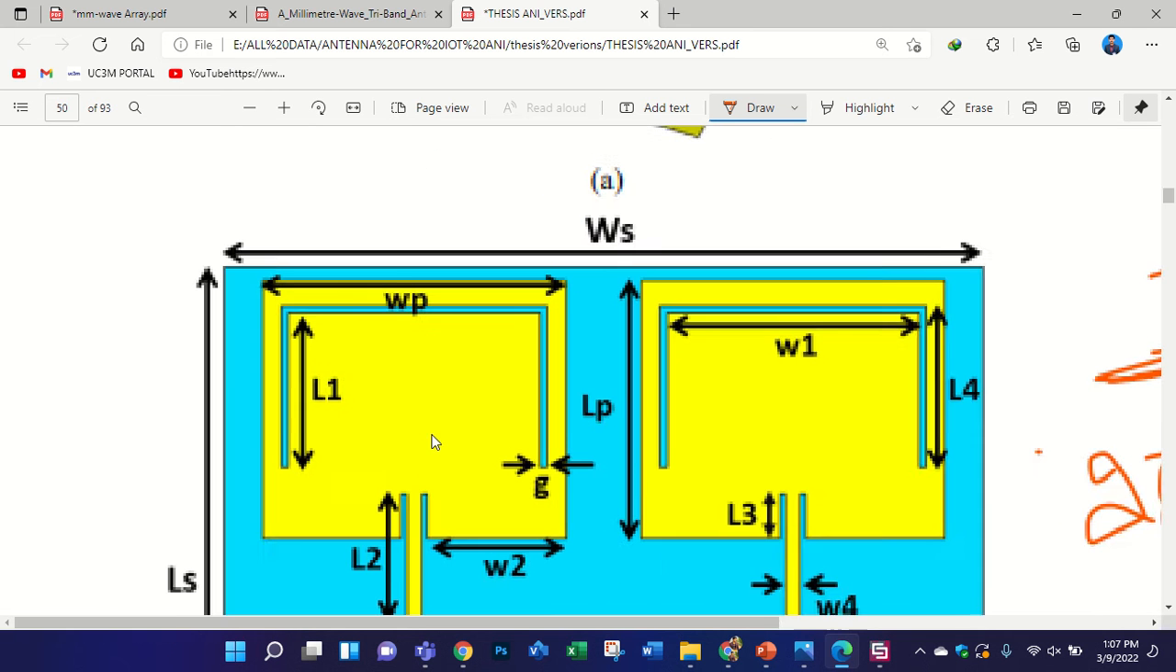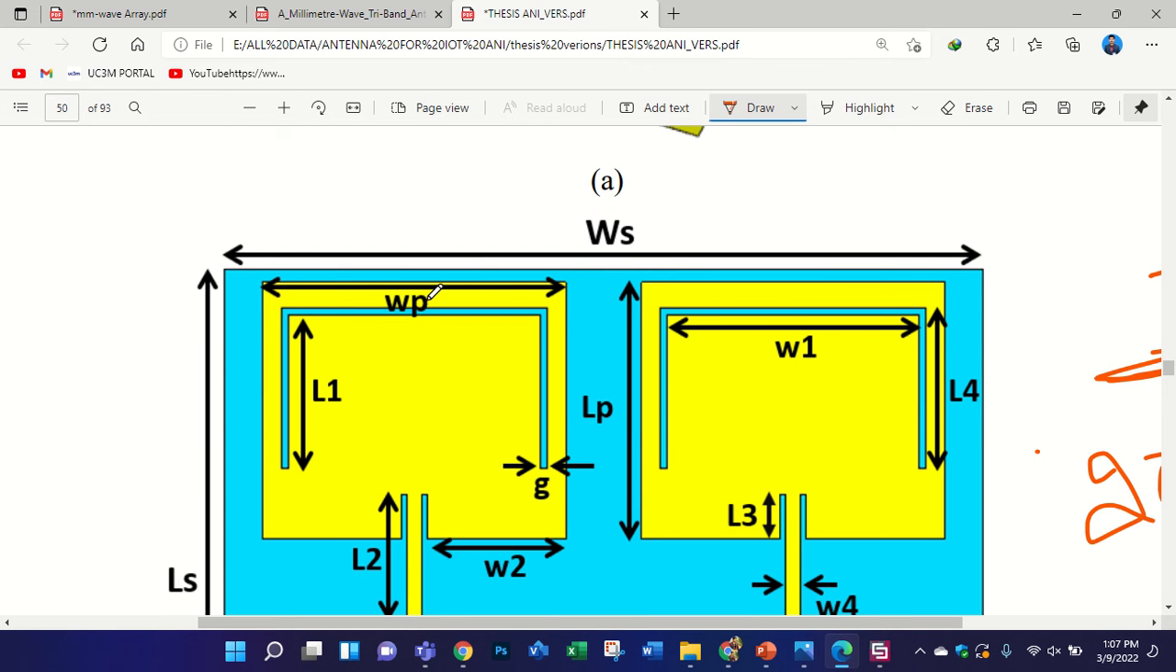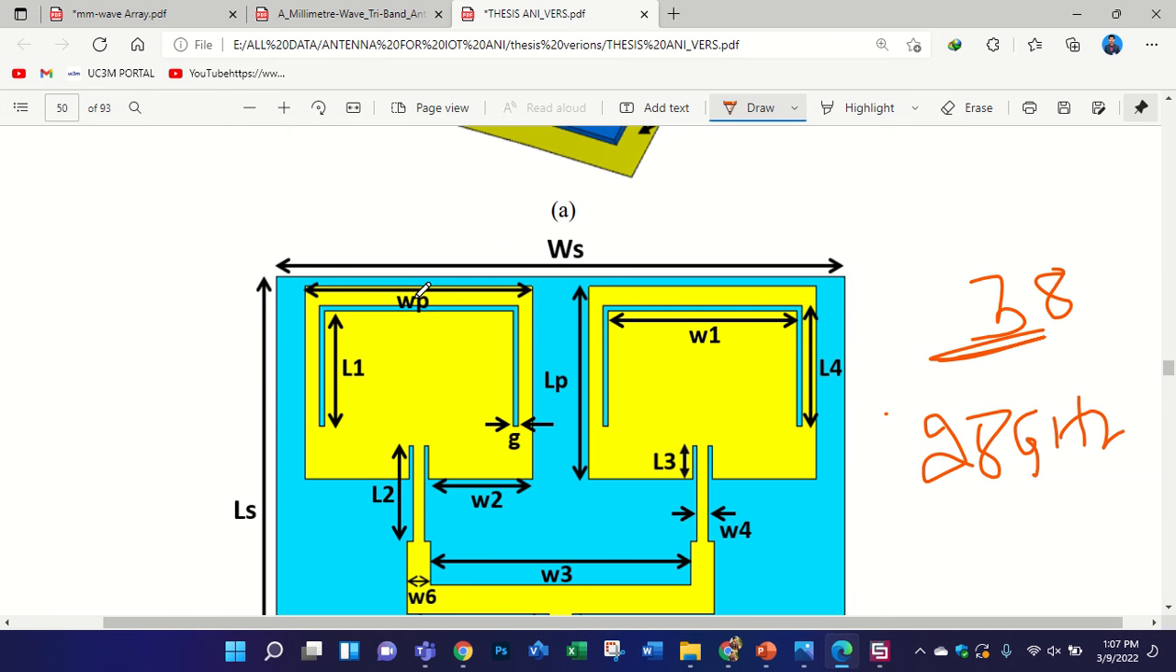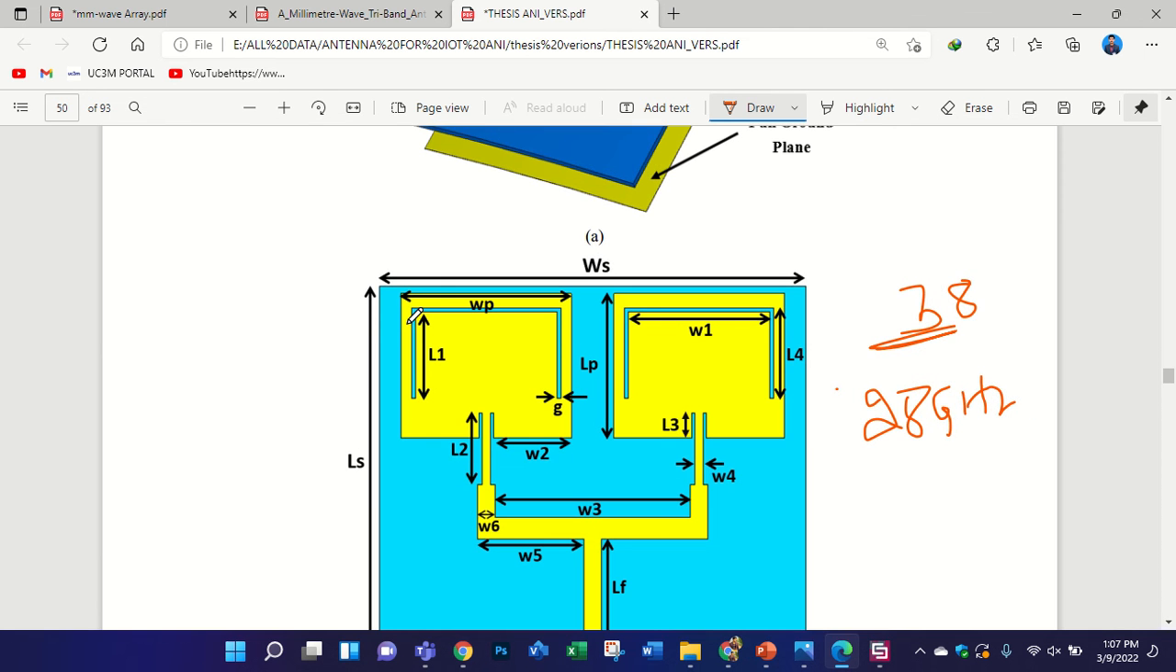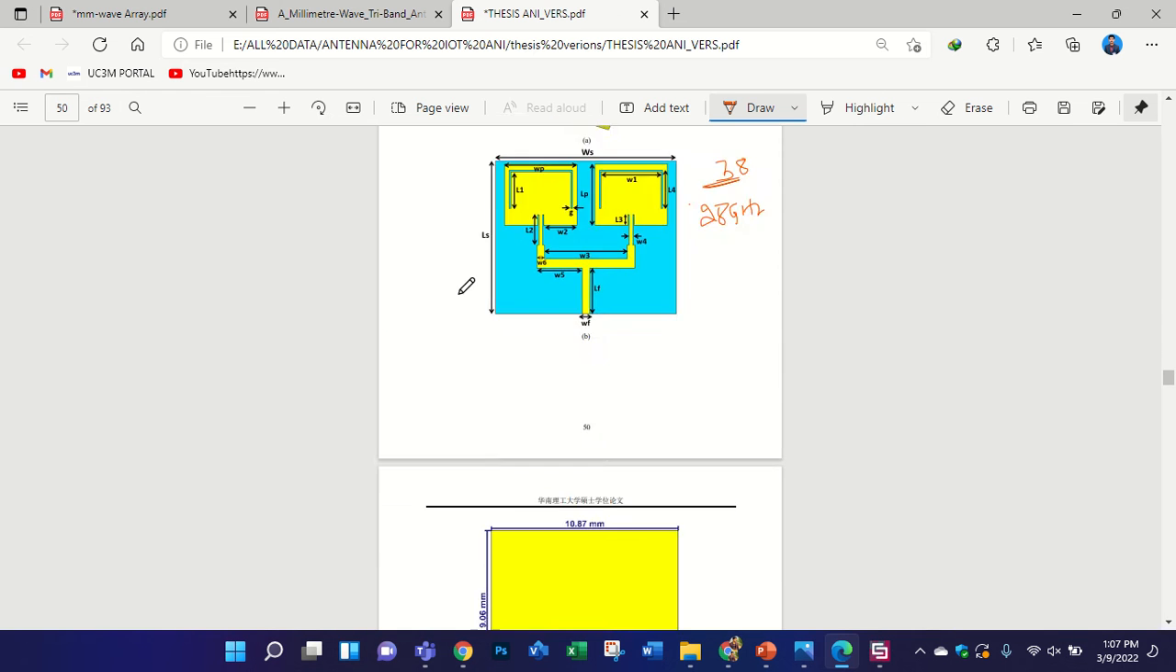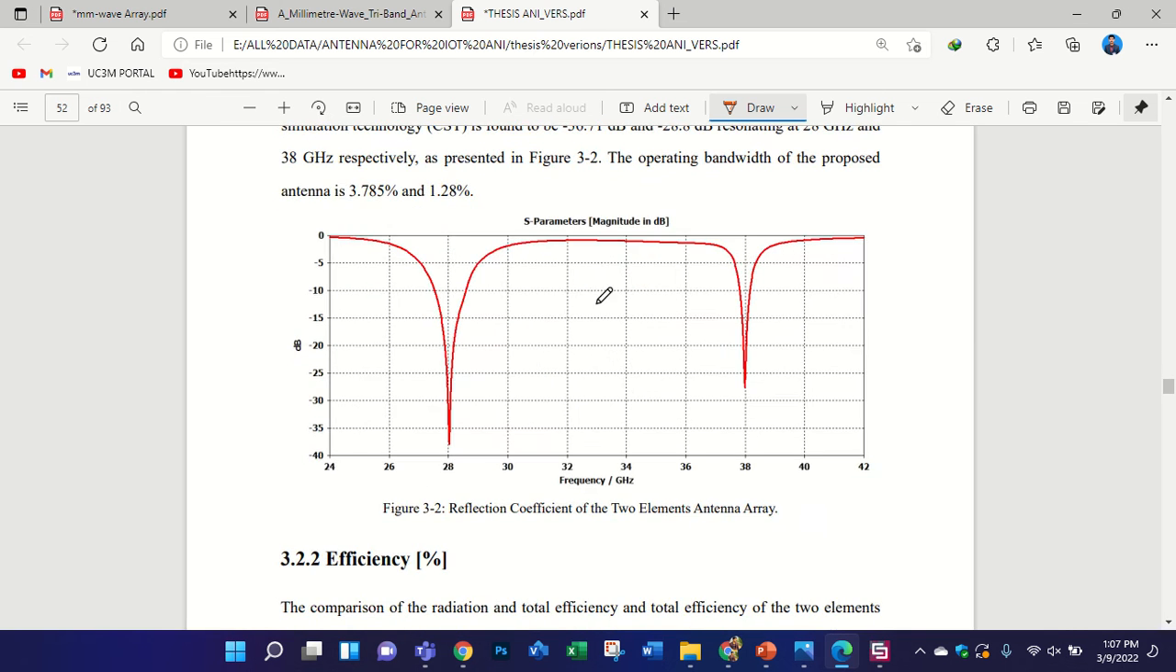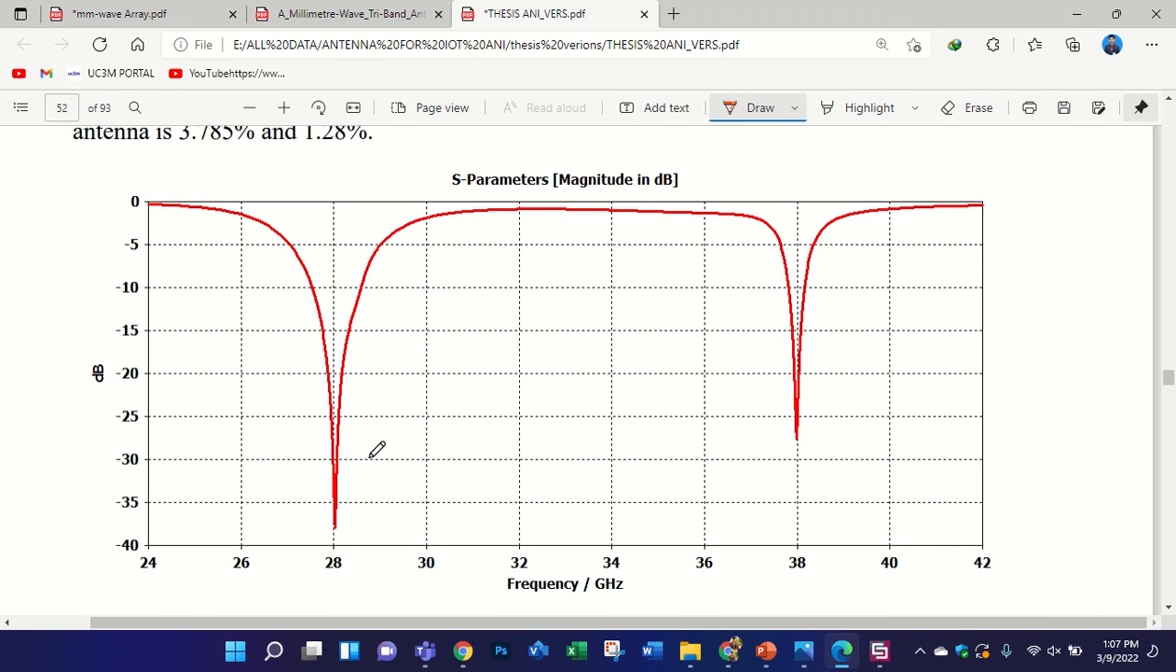You can see here this is the length and this is the width. You need to optimize them because I did not write the exact values of these slots. I have optimized these slots a lot of times to set the frequency band. Like if I want 28, then surely it will work at 28. You see this is perfectly resonating at 28 and 38. This is the perfect matching.